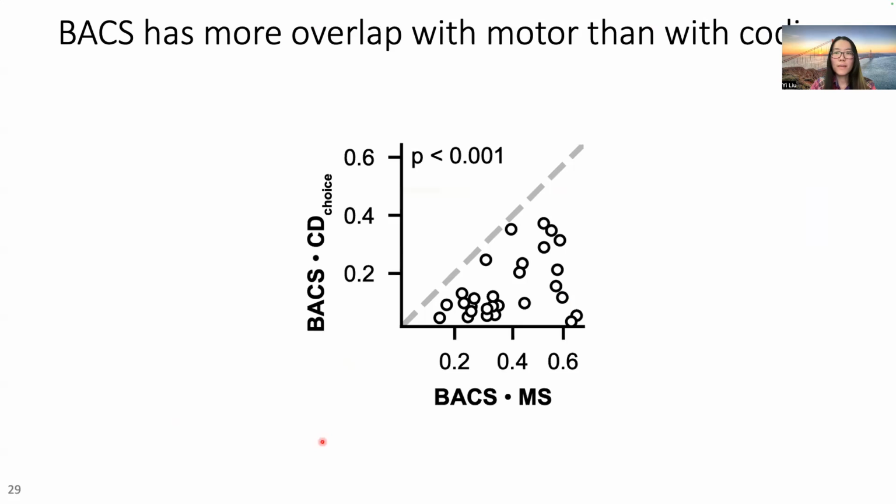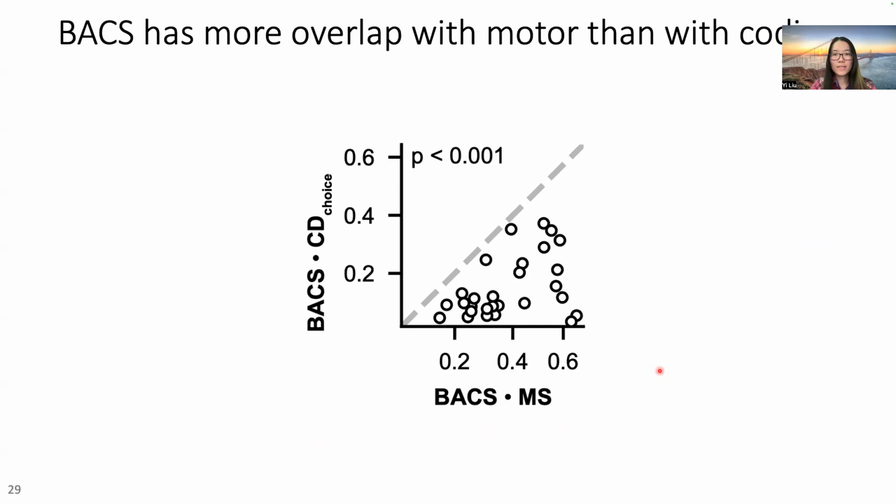Now, getting back to the question of interpreting BACS. A straightforward way to do this is to see how much overlap it has with CD or MS. Here on the X and Y axis, we're showing the dot product between BACS and MS versus the dot product between BACS and CD choice. And each dot is one session. We see that for all the sessions, BACS has higher overlap with MS than with CD.